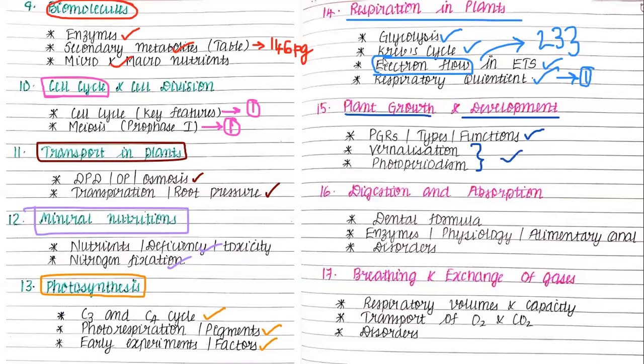Clear? Coming to human physiology, digestion and absorption. Dental formula is important. Enzymes. Which enzymes are found in the pancreatic juice? Which enzymes are found in the intestinal juice? What is its function? Where is pepsin acting? Where is trypsin acting? What are the disorders?